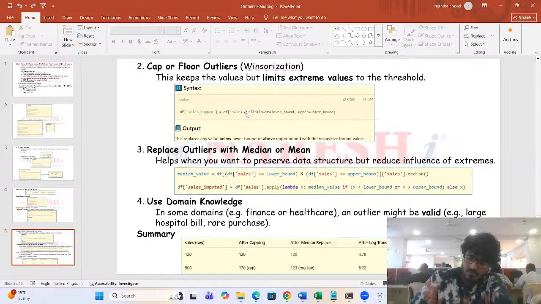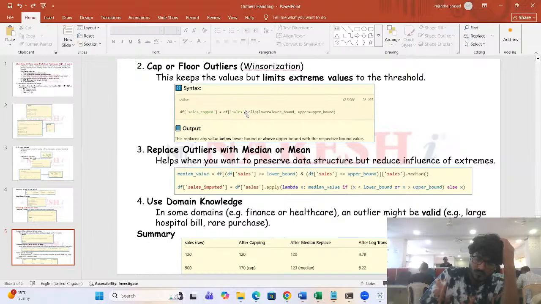You have to sit with your client or your manager. You need to explain the scenario, then they'll give you the solution. Okay, let it drop, or you can go by using mean or median, or they'll give you some ideas. Okay, so this is how you are going to use outlier detection, IQR, and z-score.